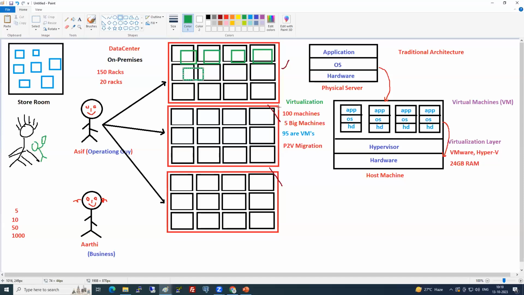Understand? So now, everyone is happy. Aarti called Asif. Hey, Asif, we are getting a very big project. And Asif said, bring it on, no problem. So Aarti went for more and more business, and she's getting more and more business. And for each and every requirement, you need to have a host machine or not?